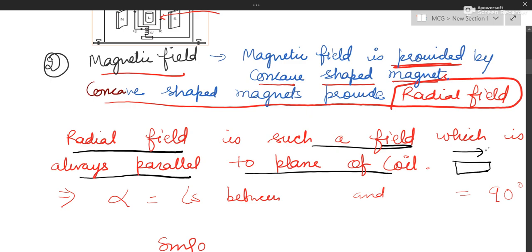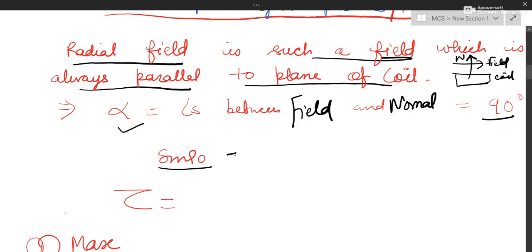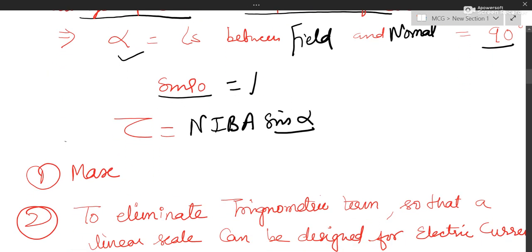It means the angle between field and coil is 0, but the angle between normal and field is 90 degrees. So the angle between field and normal, that is alpha, is 90 degrees. So sin 90 we know it's 1. Torque is written as NIBA sin alpha. Sin alpha is 1, and that means your torque is maximum. If sin is going to be 1, your torque is going to be NIBA. So your torque is maximum.